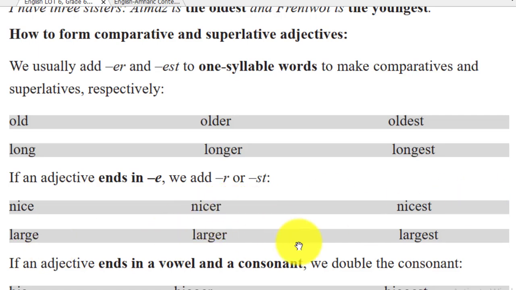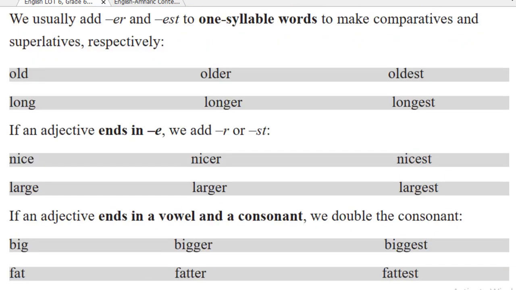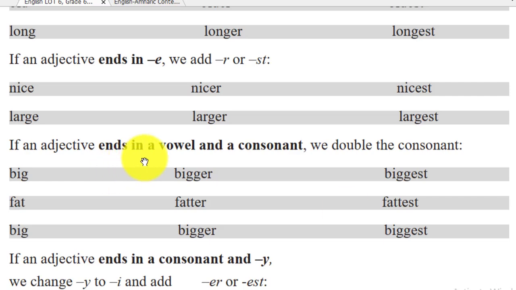So it becomes nicer, nicest; larger, largest. Next, if an adjective ends in a vowel and a consonant (CVC), like big and fat, we double the consonant: bigger, fatter; biggest, fattest. Here the g and t are doubled because the word ends in a vowel and a consonant.